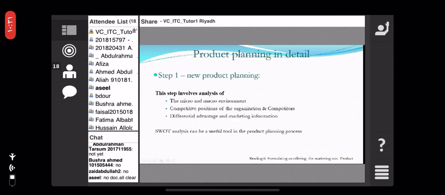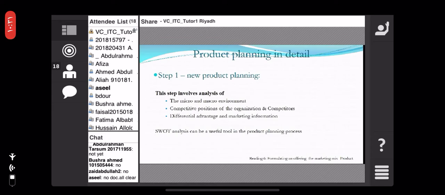Product planning in detail. Step 1, new product planning. This step involves analysis of the micro and macro environment. This is mostly a repetition. So step number 1, product planning in detail. For any product, the companies have some plan and use strategies. How to develop a product? For any new product, the companies utilize different strategies. So step 1 is new product planning.